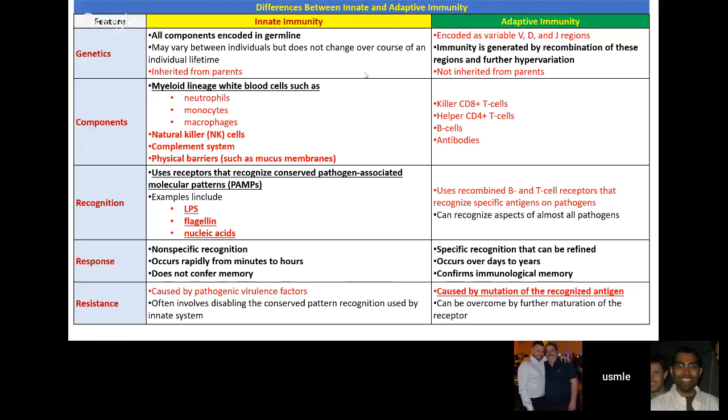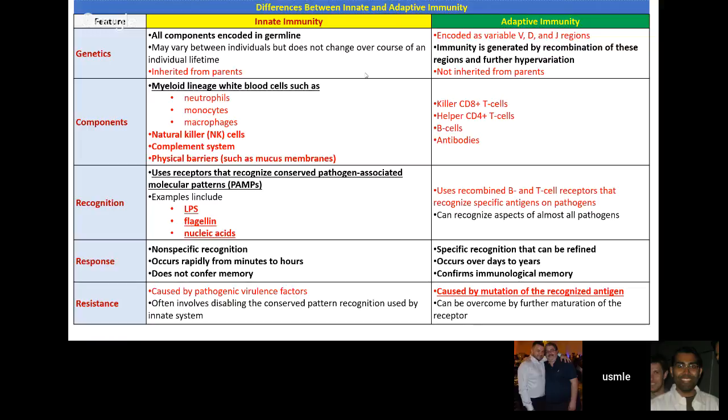So the genetics of it is that innate is what you're born with. It's encoded in your germline, and so you get it from your parents. This is what evolved for thousands of years, the resistance of some bacteria that happened thousands of years ago. The adaptive, you learn every day, and you develop and you fight every day.